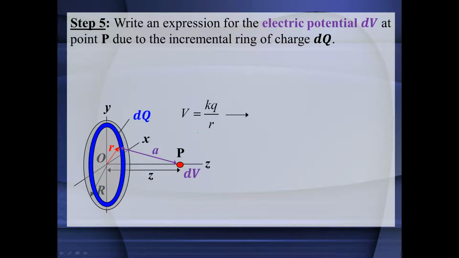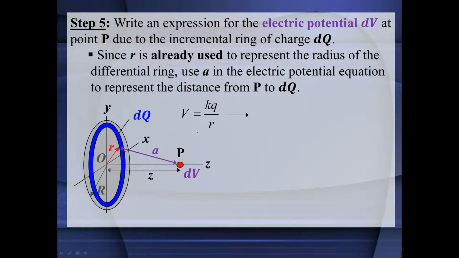So our equation for electric potential at a point is V equals kQ divided by r. Now, I just want to clarify here. In that equation, r represents the distance from your charge to your point of interest. However, we've already used little r for a variable. In the setup of the disk, we defined little r as the distance from the center of the disk to our infinitely small ring. So we've already used that variable up.